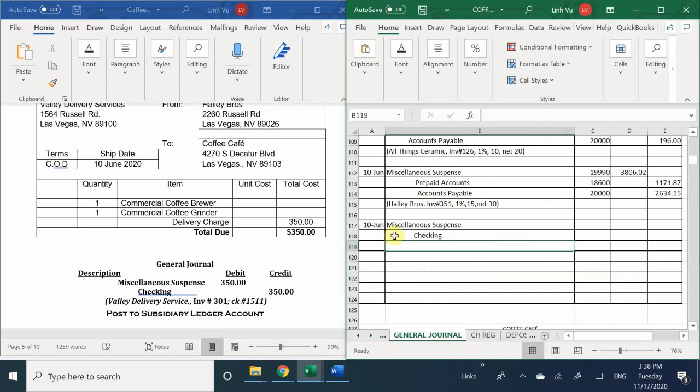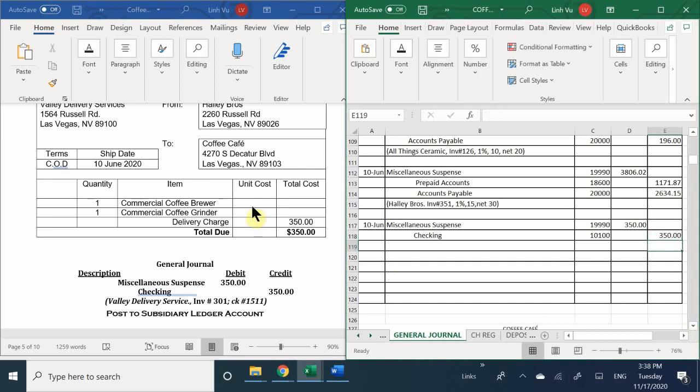And so now my journal is going to be, well, I haven't even entered anything in yet. So again, the miscellaneous suspense account should be 19,990. And of course, my checking account is 10,100. And I wrote the check out for $350.